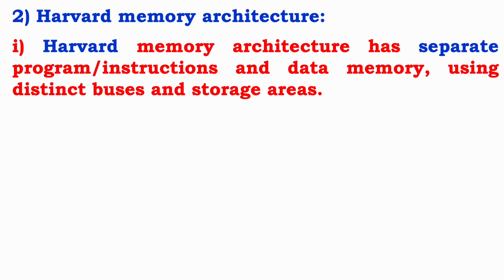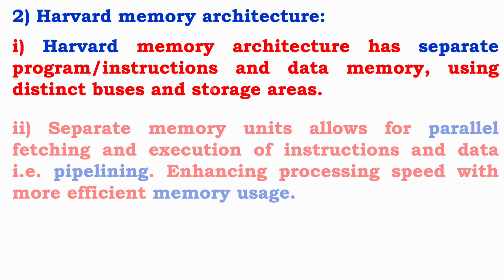Let us see the second architecture, how it is. What is the second architecture we discuss? That is the Harvard memory architecture. It has two memories separately. There is a separate memory space for the program fetched by the user, and also a data memory separately, which stores the data for execution. It also has separate distinct buses for the memory, used for fetching and execution of data.